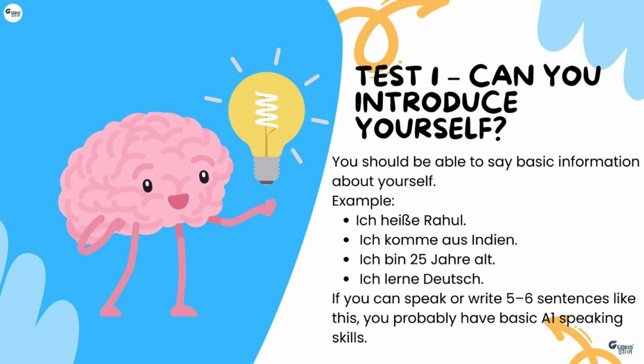Test 1. Check if you can introduce yourself. You should be able to say basic information about yourself. For example, Ich heiße Rahul. Ich komme aus Indien. Ich bin 25 Jahre alt. Ich lerne Deutsch. If you can speak or write 5 to 6 sentences like this, you probably have basic A1 level speaking.